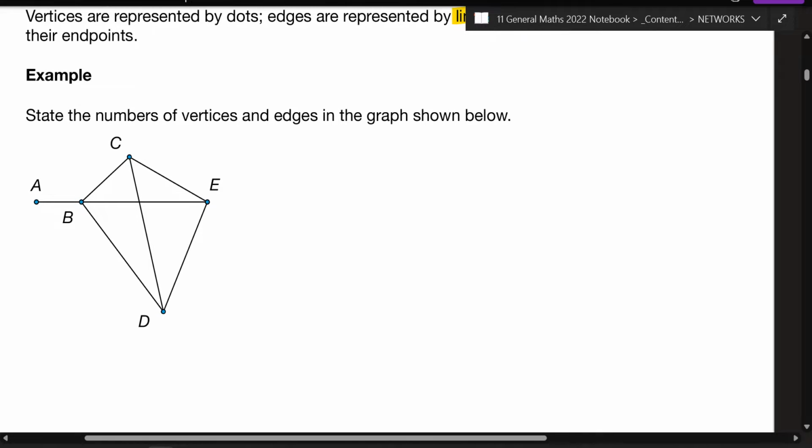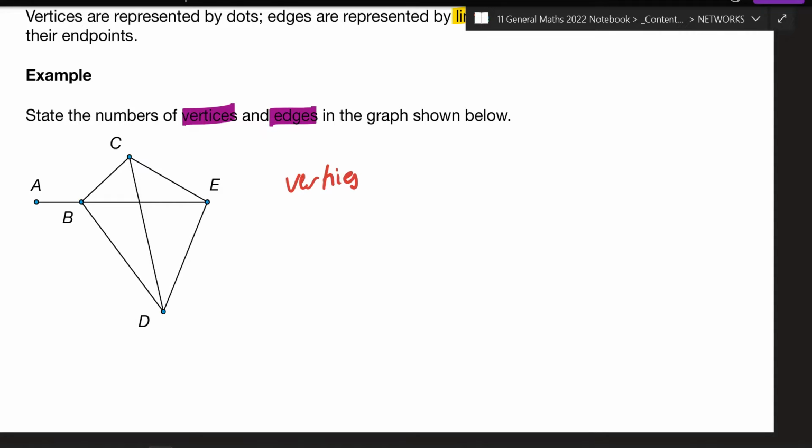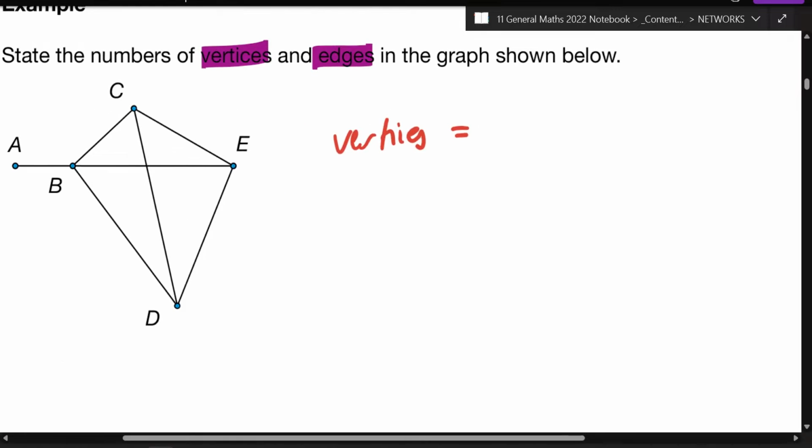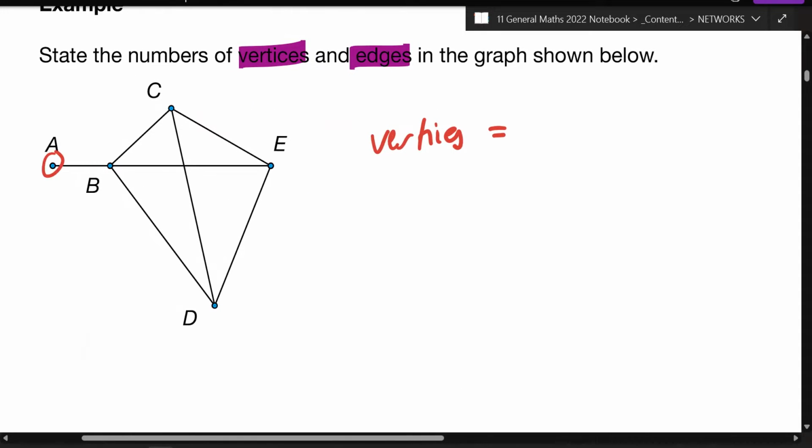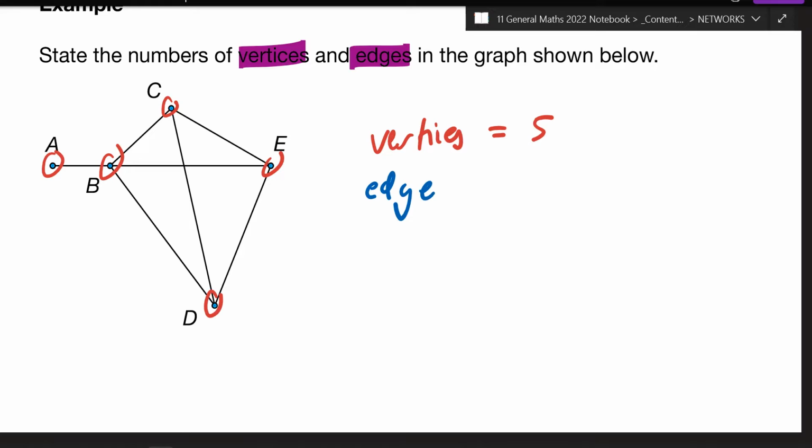Here's an example. Let's state the number of vertices and the number of edges here. So remember, vertices are dots, edges are lines. Let's go with Zaid. Can you tell me how many vertices there are? Remember, vertices are your dots. How many vertices do we have? 5. You've got A, B, C, D, E. There's 5. And how many edges do we have?